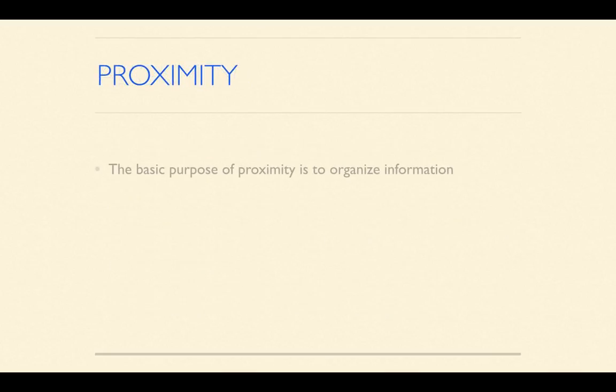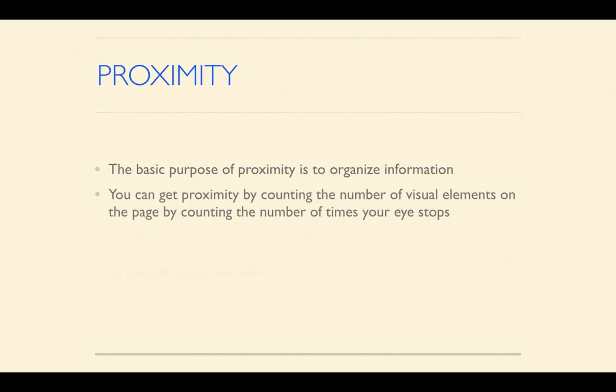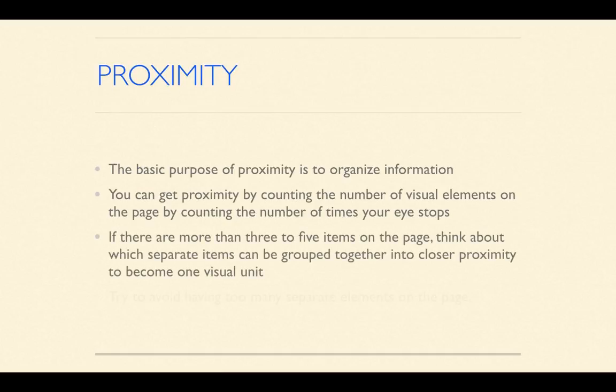Proximity. Basic purpose of proximity is to organize information. You can get it by counting the number of visual elements on the page, by counting the number of times your eye stops. If there are more than 3 to 5 items on the page, think about which separate items can be grouped together into closer proximity to become one visual unit. And try to avoid having too many separate elements on the page. And actually, I'll switch over to something in a minute just to show you some other things. A lot of this stuff will make a lot more sense when you're actually creating stuff.